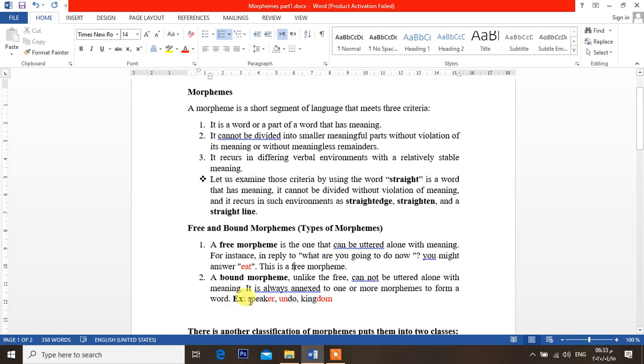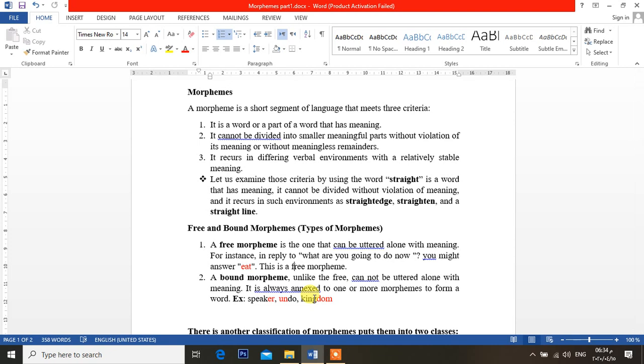Here we have also examples. Speaker: those in red are bound morphemes. We have "er" in the word speaker. Er here is a bound morpheme. It cannot be uttered alone; it will be meaningless. So it is attached to the word speak. Also undo: the "un" here cannot be uttered alone with meaning, so it is attached to do. And also kingdom: "dom" can't be uttered alone with meaning.